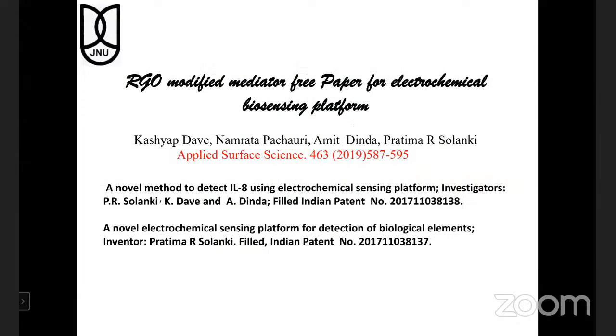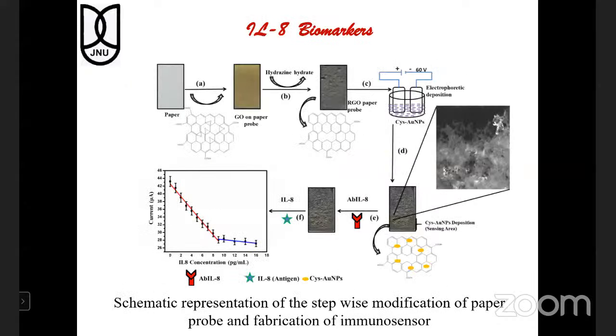Now, to make more cost-effective electrodes, we prepared a conducting paper using a graphene oxide modified electrode. Here we took a paper sheet, an ivory sheet, and dipped it into the GO, the graphene oxide solution, that was reduced by hydrazine hydrate, forming the RGO paper, which is conducting in nature. This electrode is used as the substrate. In the previous paper, we used ITO. So this paper replaced the ITO, and it shows good conductivity.